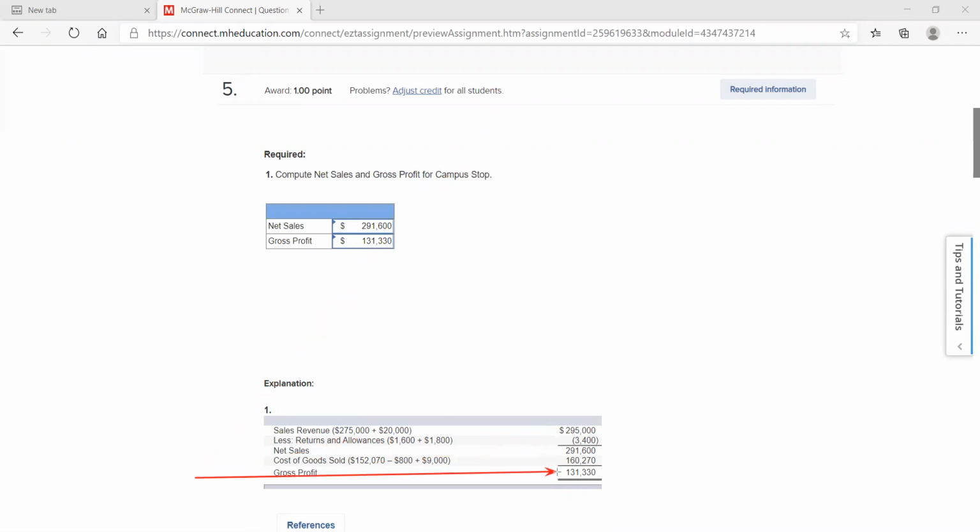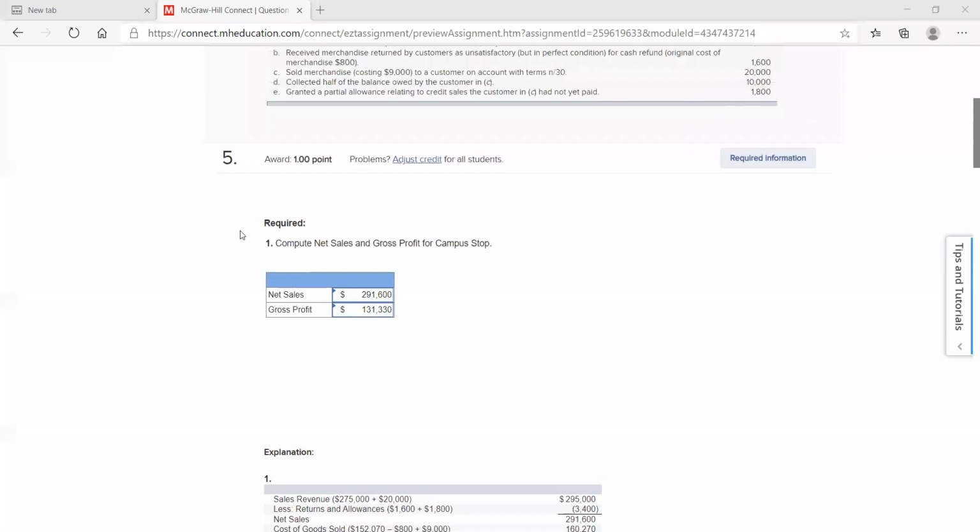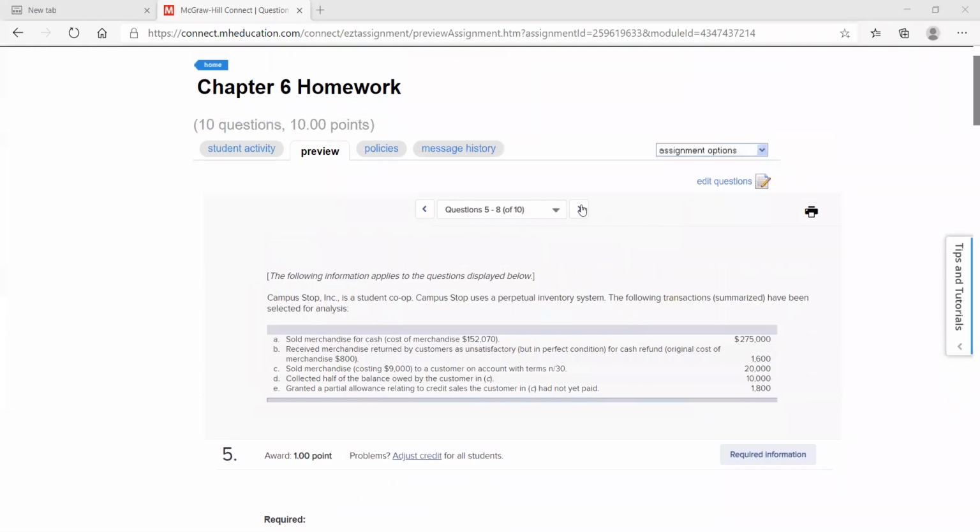And then of course that's how you get your gross profit, by subtracting out cost of goods sold. So your net sales minus your cost of goods sold would be your gross profit, and that's where they would arrive at these numbers. All right, so that's my comments on 5.